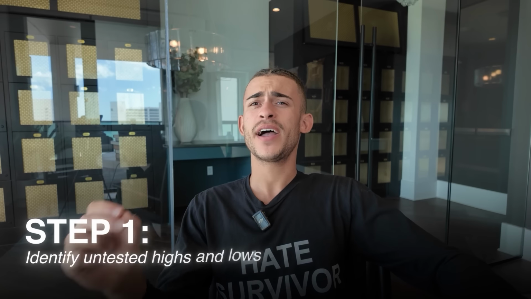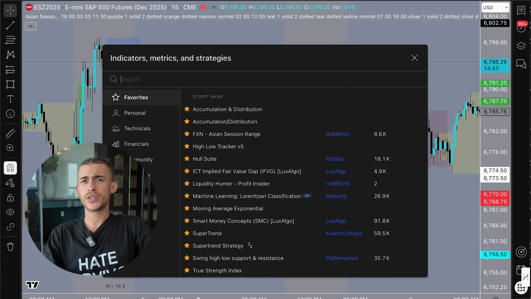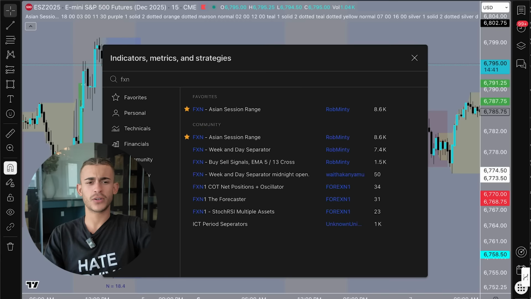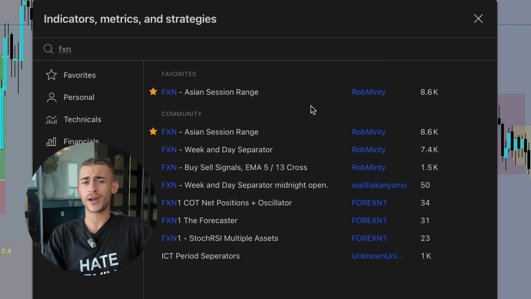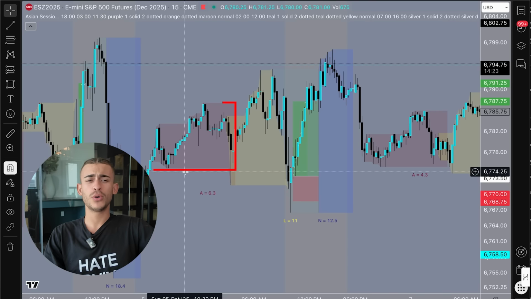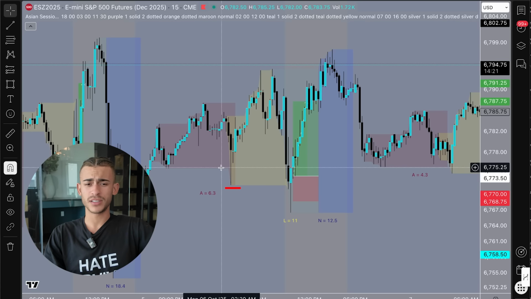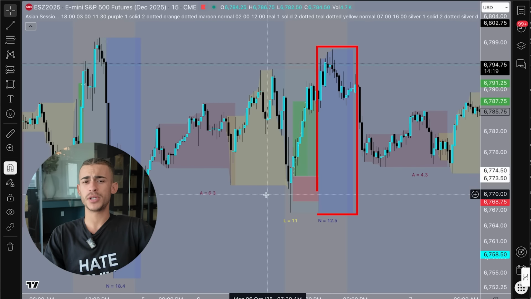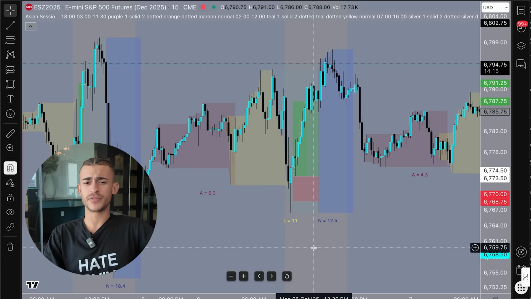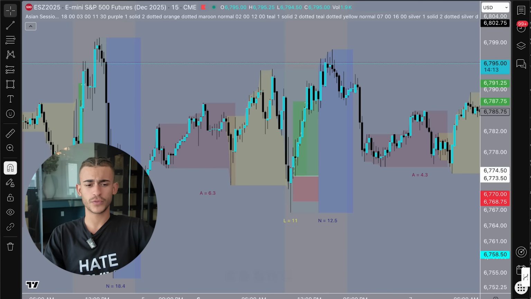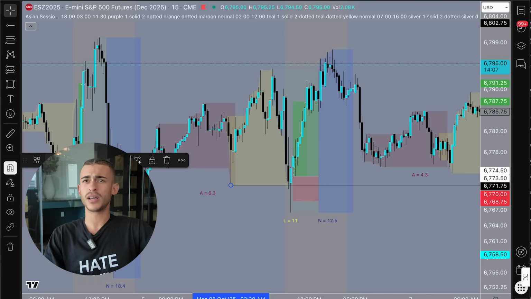Step 1, identify untested highs and lows. You can do this super simply by using a free indicator called FXN Asian Session Range by Rob Minty. This indicator will show you Asia session in red, London session in yellow, and New York session in blue. Once you have these sessions marked out, it's very easy to find untested highs and lows. For example, on Monday, we had this untested London low.